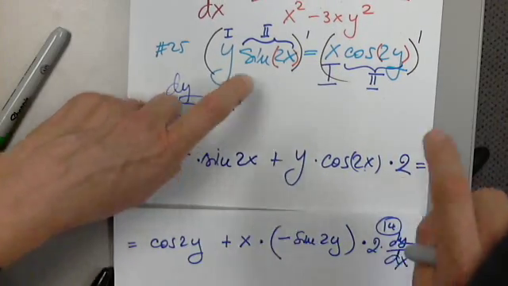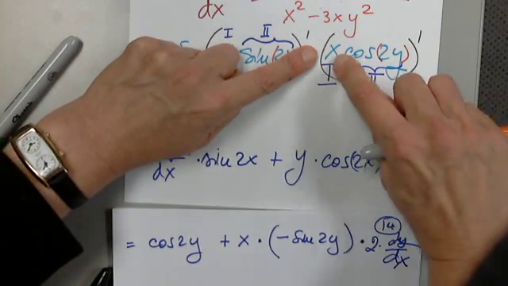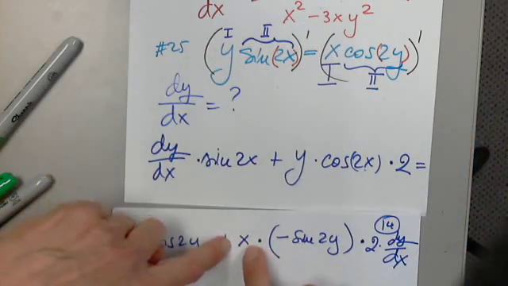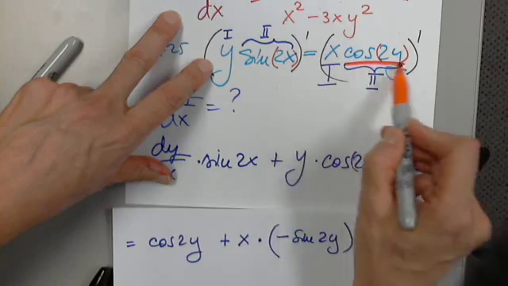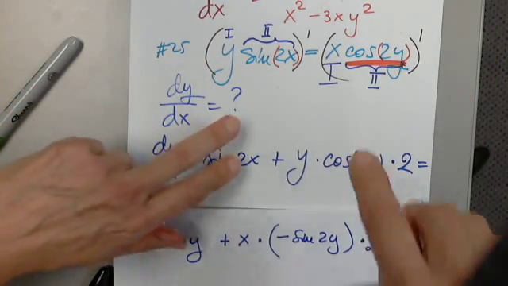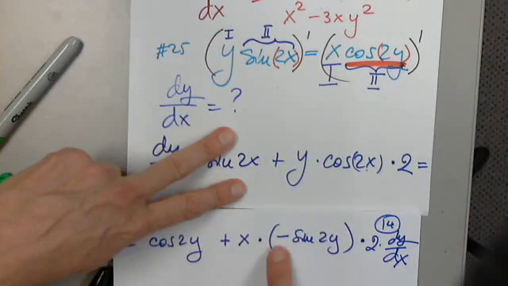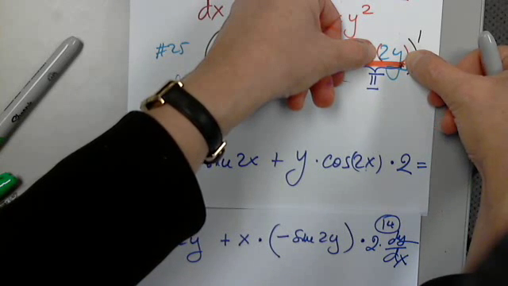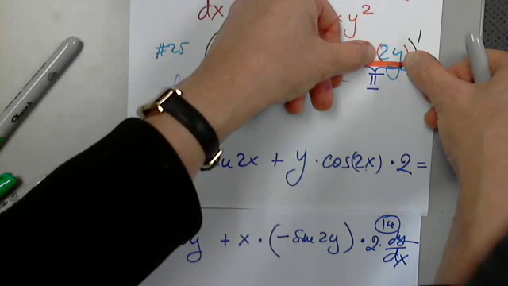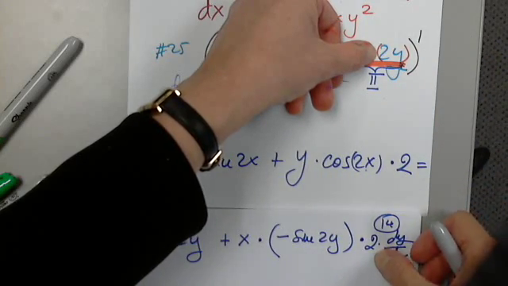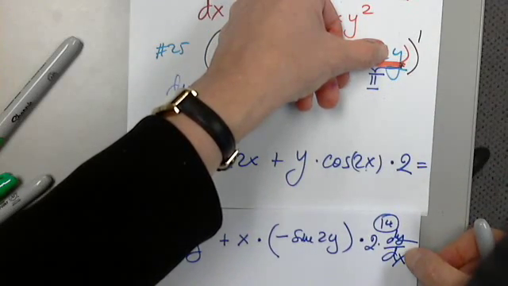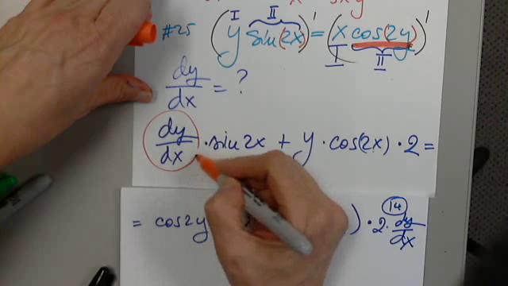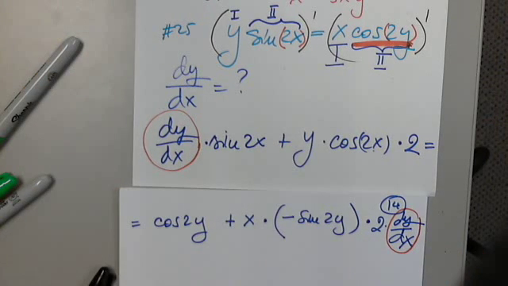So far, so good? Okay, now this is a product. The first function prime is 1 times the second one, plus the first function, and now I have to differentiate this. Here's what I have. The outer, which is a function, which is negative sine 2y. But now I have to differentiate this, which is 2 times a function. When I differentiate 2 times a function, prime, I get 2 times the inner function prime. Better? Okay. So this is here, and this is here.